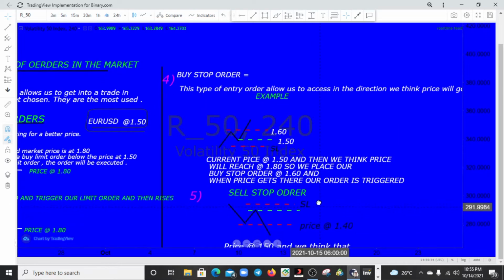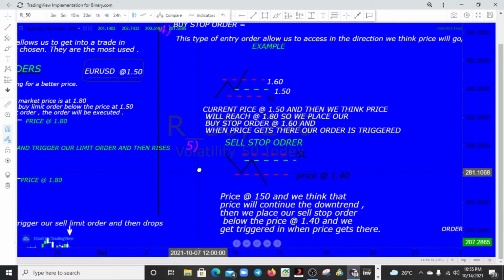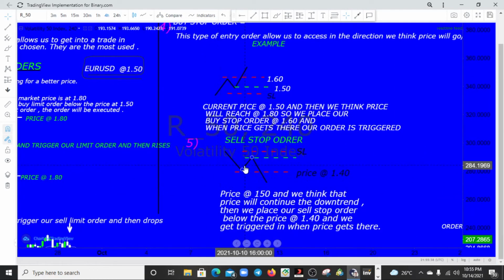Now the opposite of it is the sell stop order. Now the market is basically in a downtrend. We're looking forward to continuing with the trend in the direction it is going, which is downtrend. And now we discover that price is at 1.50 precisely. Let me put it here.